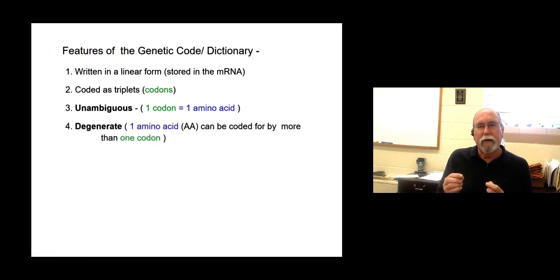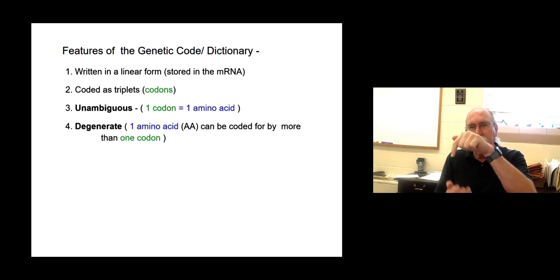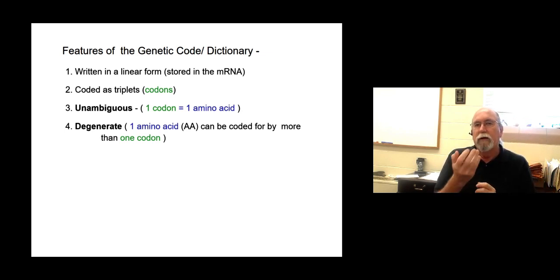Okay, that's unambiguous. That's completely counter to the next term, which is degenerate. Degenerate is the fact that while one codon will only code for one amino acid, there are lots of different codons for the same amino acid. Okay, so this codon may be CCC or CCU, and both of those may code for exactly the same amino acid. But you know specifically what CCC codes for, but if you just know the amino acid, you don't know which codon produced it.